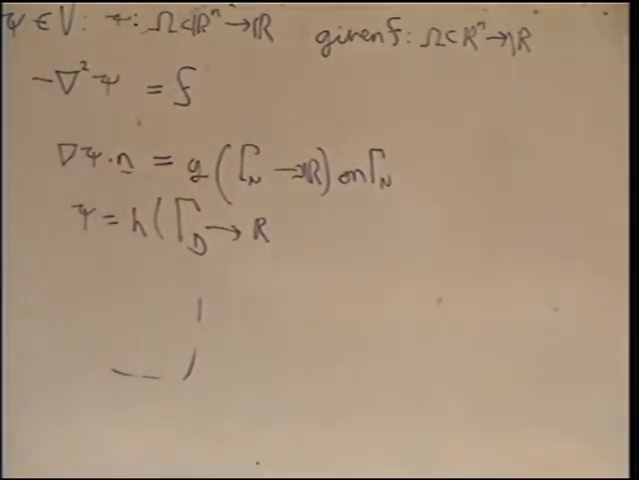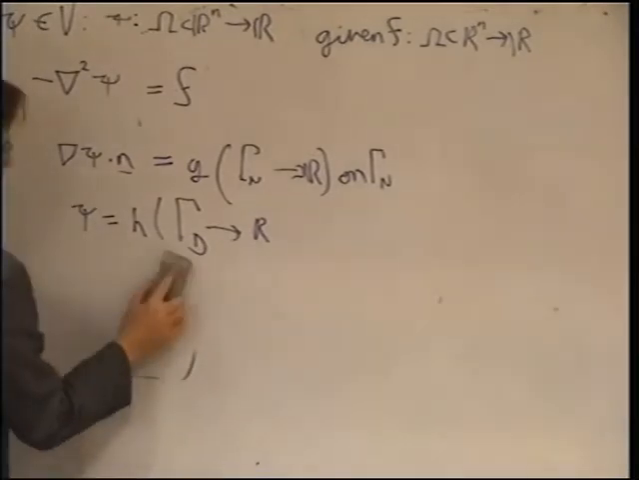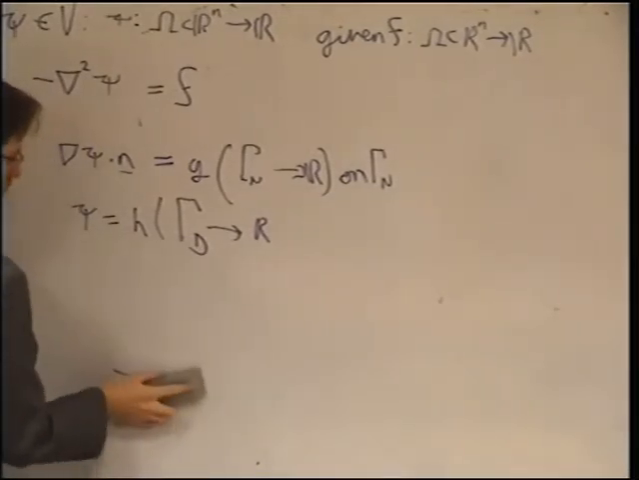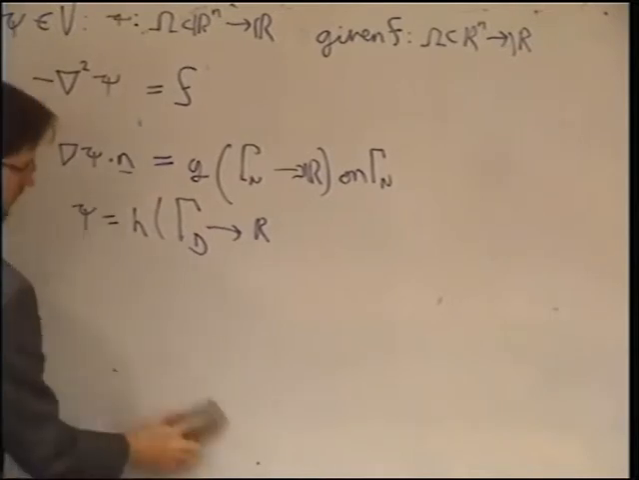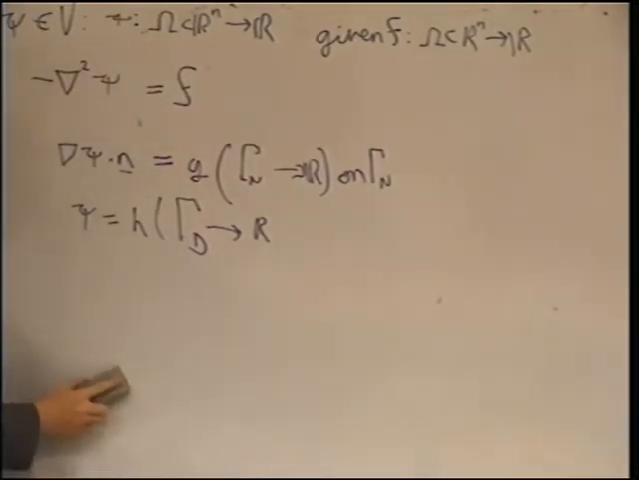And so what I'm going to do is form the weak form of this equation. So how do I do that? I choose a suitable test function, and I integrate over the domain my equation multiplied by the test function.